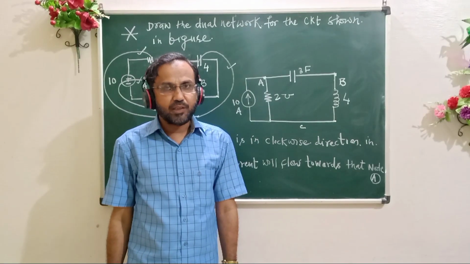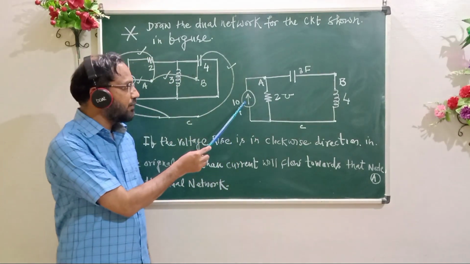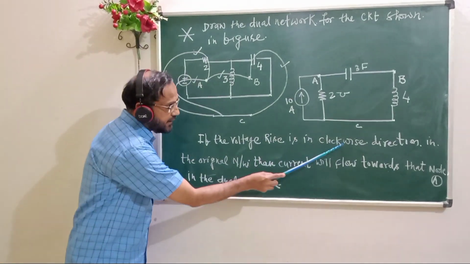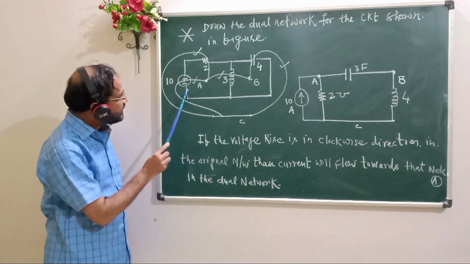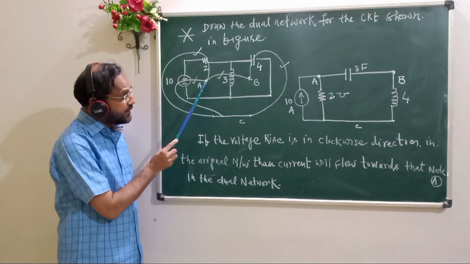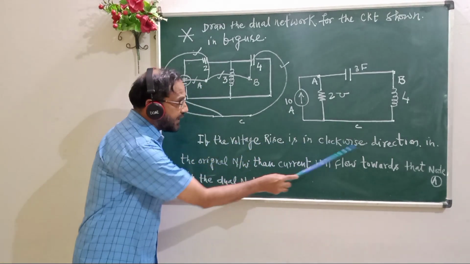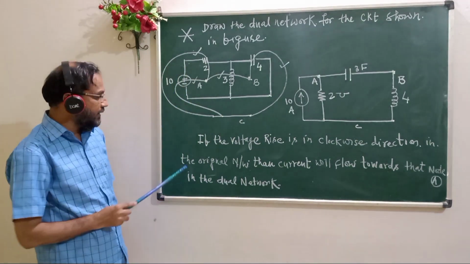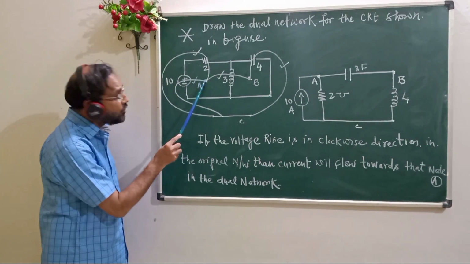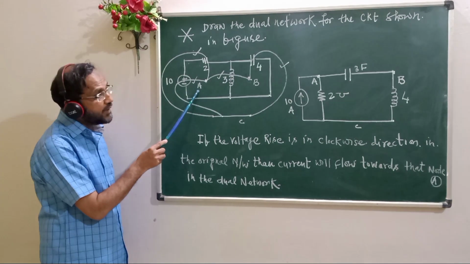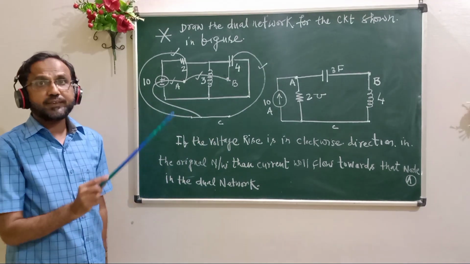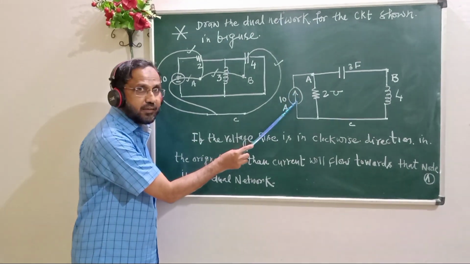Now I am telling you the important rule related to the direction of the current source. Concentrate here. If the voltage rise is in the clockwise direction in the original network, remember this is the original network, then current will flow towards that node. It means node A. Current will flow towards that node. That is the rule for deciding the direction of current in the current source.